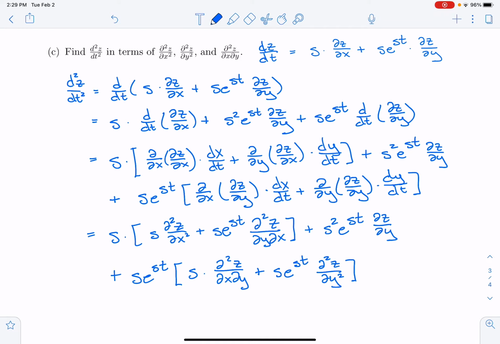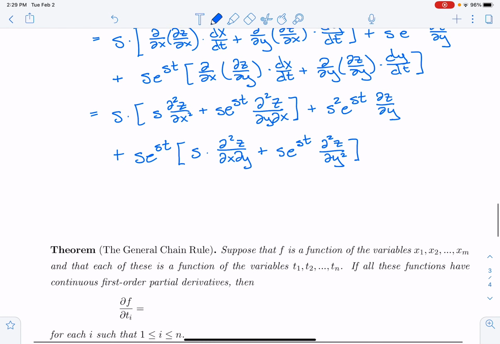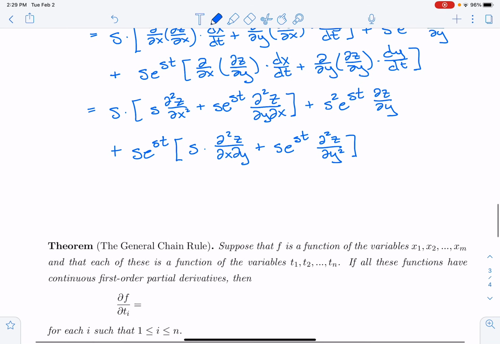See, that ends up being quite a long and complicated expression for my second derivative. Okay, I'm going to see if I can clean this up just a little bit. Let's see. I'm going to put the s squared e to the st dz dy out front.